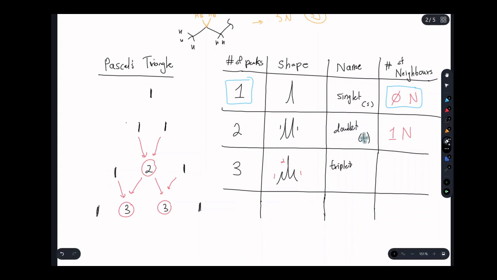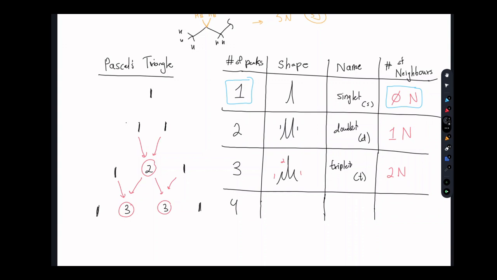Oh, it's actually a D, my bad. D, this is your triplet. And that indicates that you have two neighbors. Last but not least, and again, we can go into much higher. I'm only going to show you these four, but the logic continues as you go following Pascal's triangle.